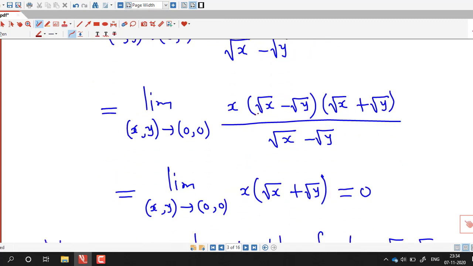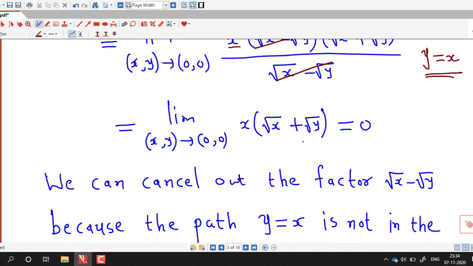So now we can cancel out this, because square root of x is not equal to square root of y, because this y equal to x is not in the domain of the given function. Therefore we can cancel out this factor, and we are left with x times square root of x plus square root of y. And if we take x equal to 0, y equal to 0, we have 0.